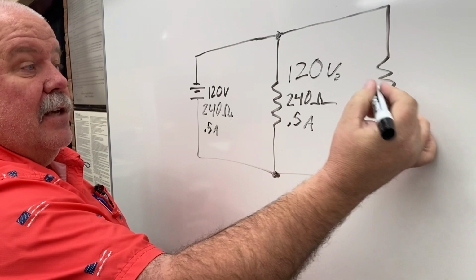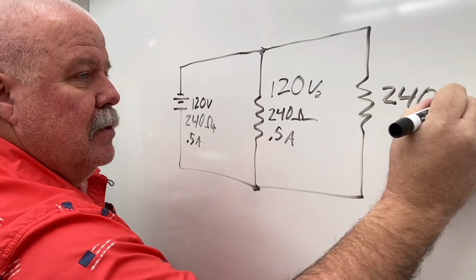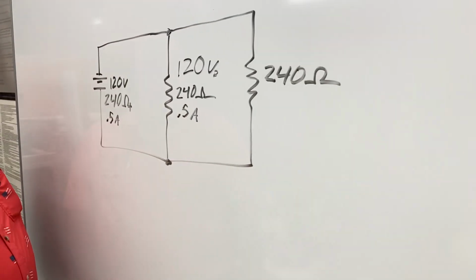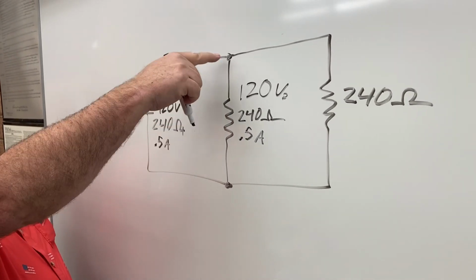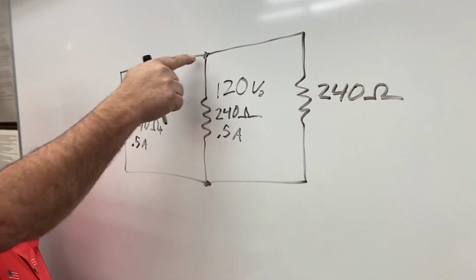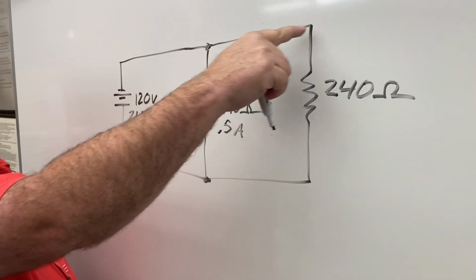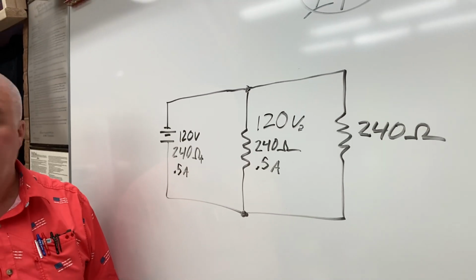Let's say that in this other parallel resistance, we're going to have another 240 ohms of resistance here. Is this stuff going to change? If I have 120 volts in between this point and this point, how many volts am I going to have between this point and this point? Is it going to be the same? It's going to be the same.